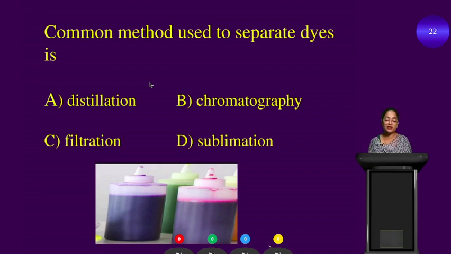What's the common method used to separate dyes? Is it distillation, chromatography, filtration, or sublimation? You have 15 seconds of time. I'm sure you all have guessed it already, right? You have 5, 3, and it's done. So what's the answer? Yes, dyes, how are they separated? It is through the chromatography process. The common method used to separate dyes is the chromatography process.